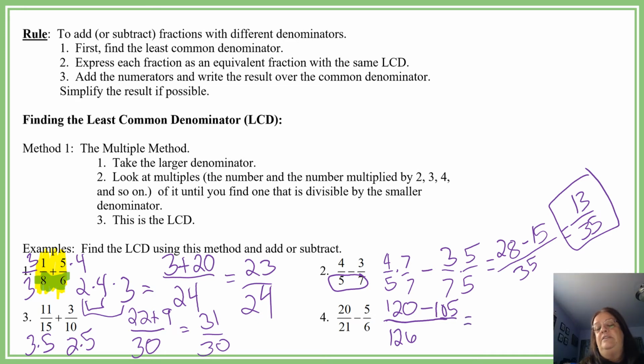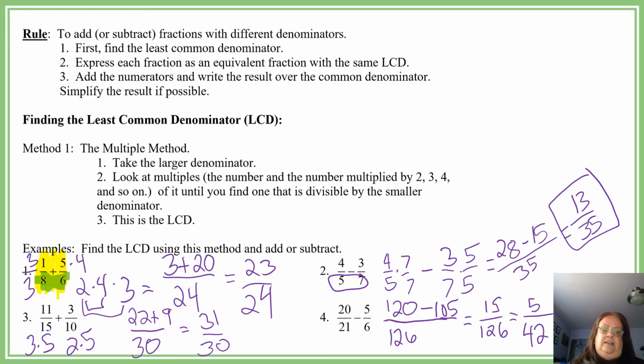So 120 minus 105 is 15 over 126. Now, they both had 3's, so I still have to simplify this. 15 is 3 times 5. And 126, that's going to be 42. 126 divided by 3.